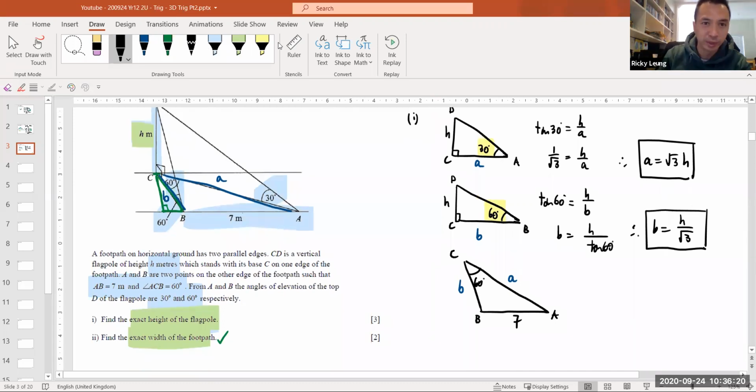Now, in this question, because we're finding the height, make no mistake, when I sub all the height values into the cosine rule, I should be able to make h squared the subject and then find h, right? So let's have a look. So 7 squared equals a squared plus b squared minus 2ab cos 60, right?